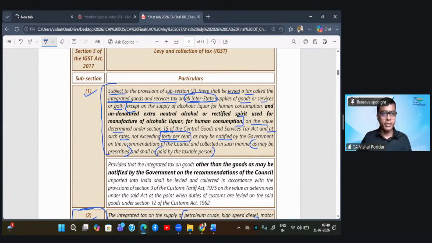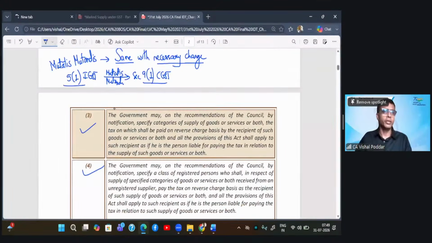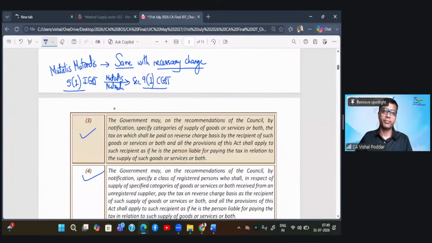So 5.1 is mutatis, means same to 9.1. But at the same time, it is mutandis, that is necessary changes. Like here, it is saying IGST. Here it is saying interstate supply. Further, it is saying 40%. This is logical because this difference has to be there between C and I. Correct? So another important legal terminology, mutatis mutandis.